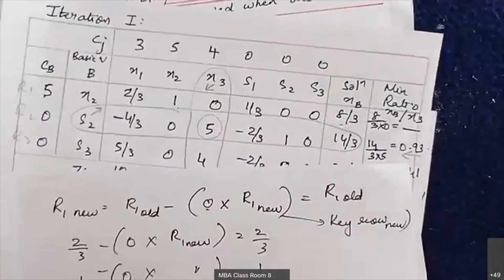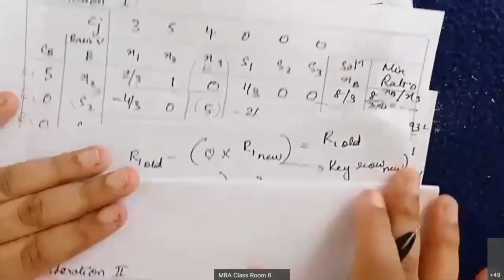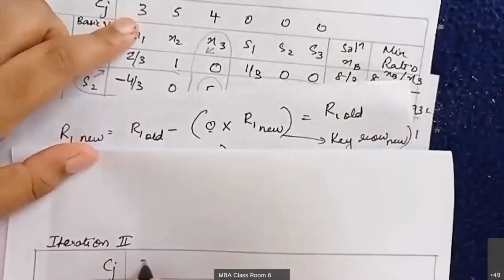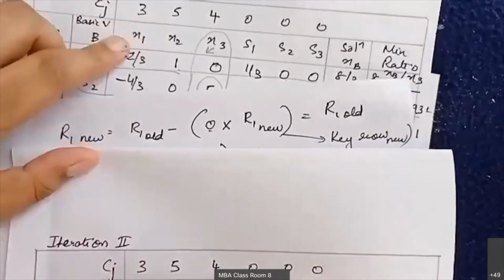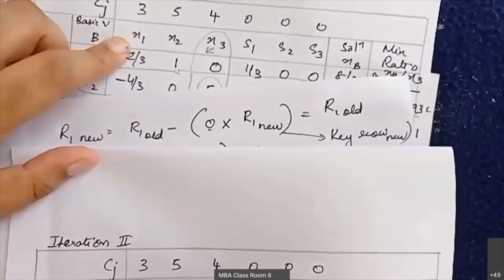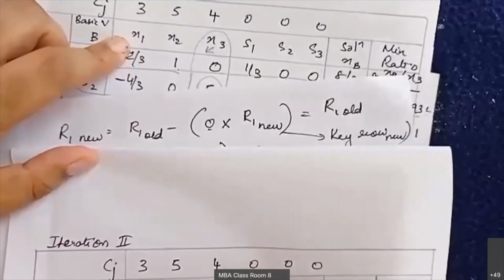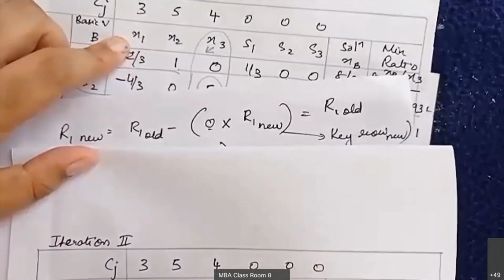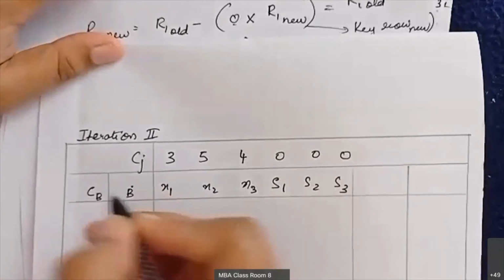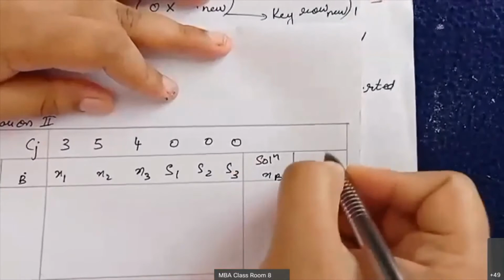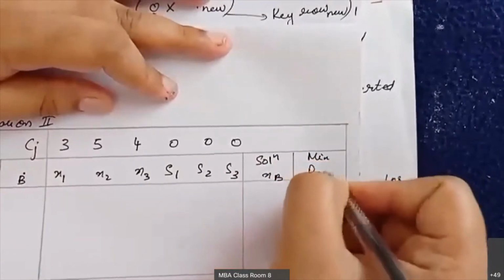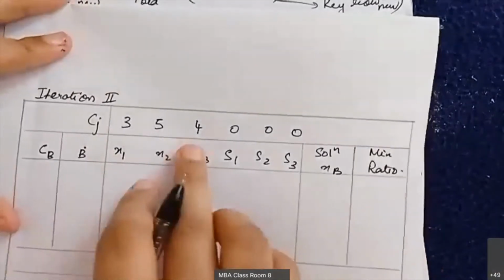Okay. Tell me what are the coefficients of Cj? It is 3, 5, 4, 0, 0 and 0. What are the variables? X1, X2, X3, S1, S2 and S3. Okay, this is our basic variable b. This is the coefficient of the basic variable, that is Cb. Okay, now this is our solution. It is represented by Xb. This is the minimum ratio. Okay, minimum ratio. Then we have the outgoing vector and the incoming vector.